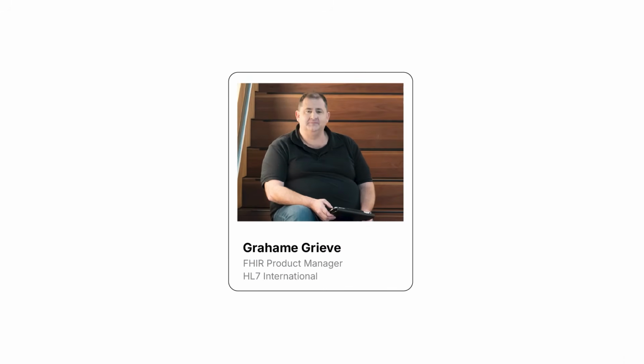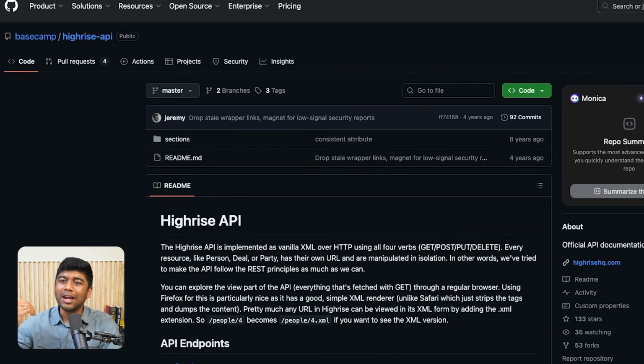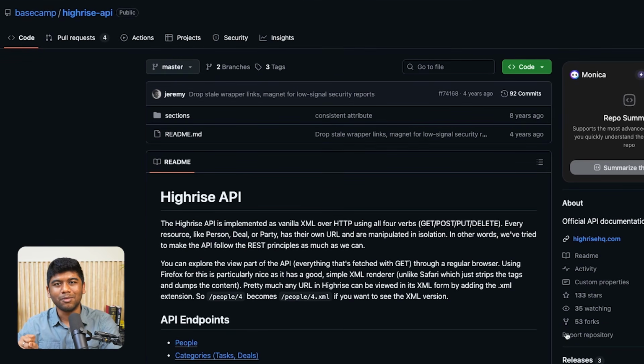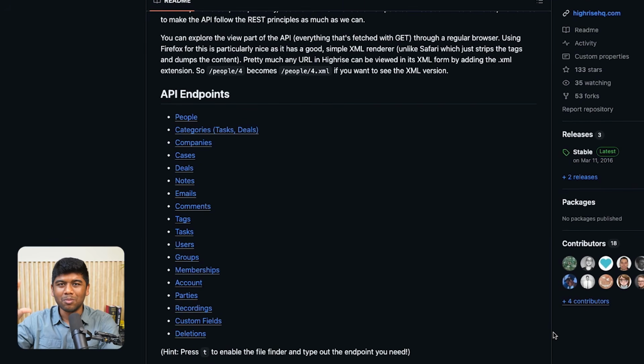The creator of FHIR, Graham Grieve, took a lot of inspiration from the Basecamp Highrise APIs. Basecamp, again, is still around. It's a big company, created by the same creators of Ruby on Rails, and they came out with a CRM, a customer relationship manager. It's a SaaS CRM platform on the cloud, and you can interact with the CRM using their APIs. You can make changes to everything in the CRM by just calling this API, this application programming interface.